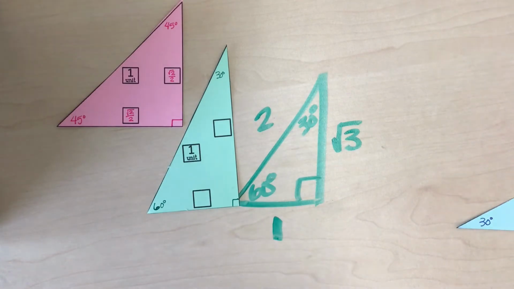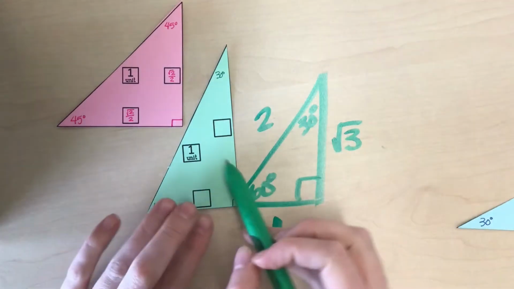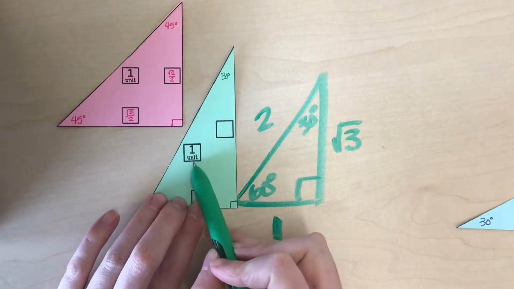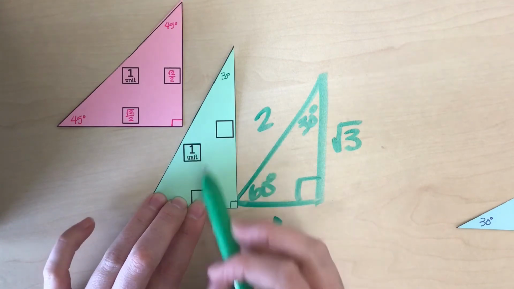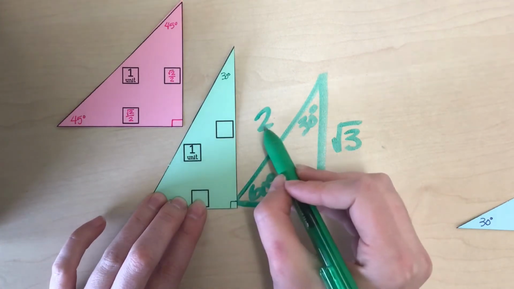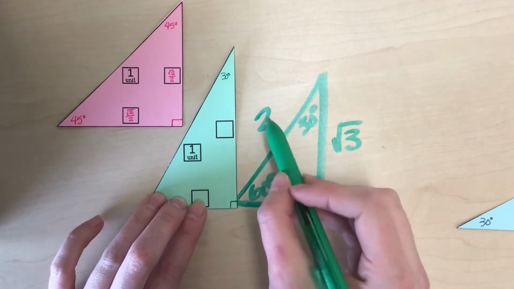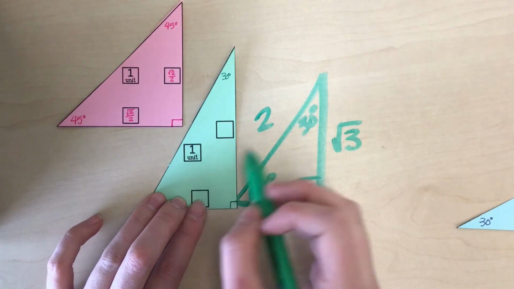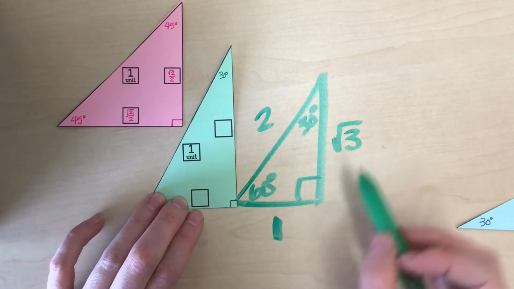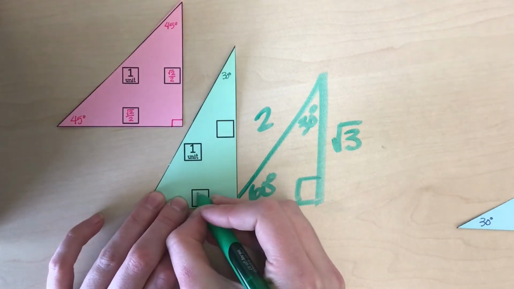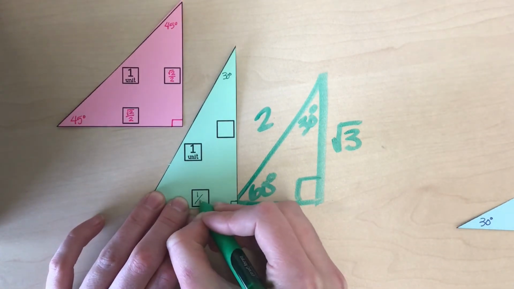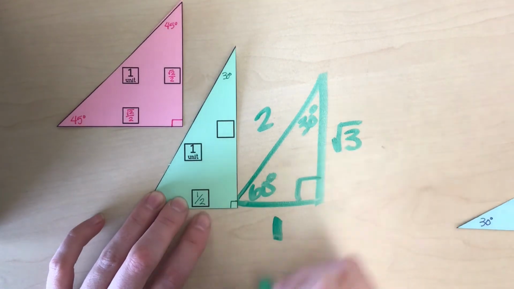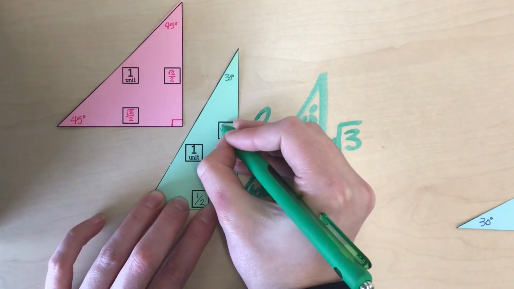To find what our measures would be for this one, we need to compare the side that we know. We know that our hypotenuse is 1 for this green triangle and 2 over here. Well, to go from 1 to 2, I multiplied by 2, or in other words, to go from my special ratios down to 1, I divided by 2. So I'm going to do that for the other sides as well. I know that this is going to be 1 divided by 2, which gives me 1/2. And this is going to be the square root of 3 divided by 2.